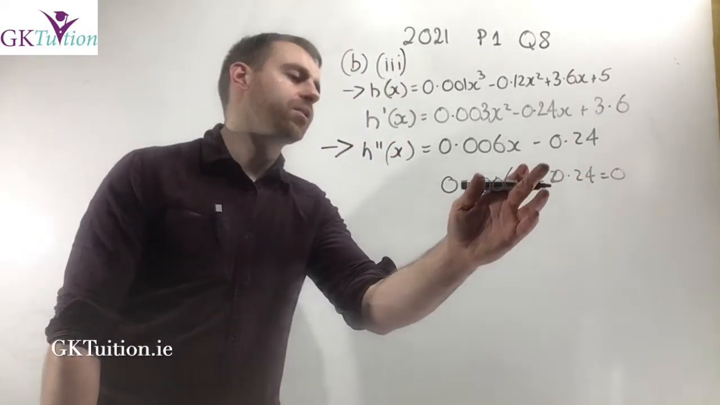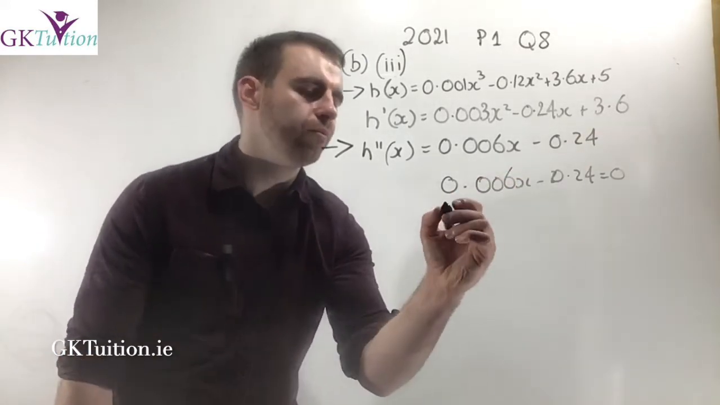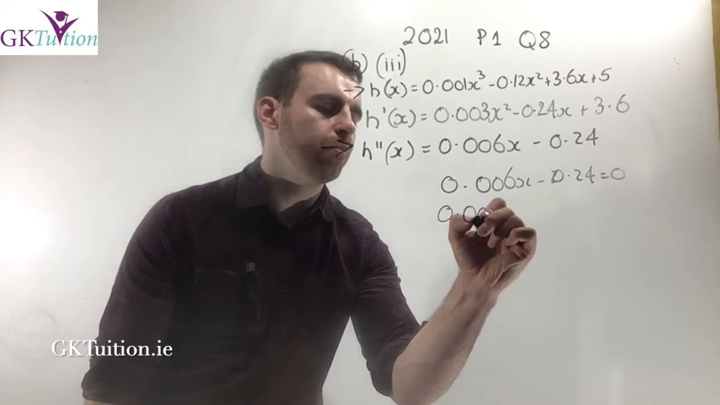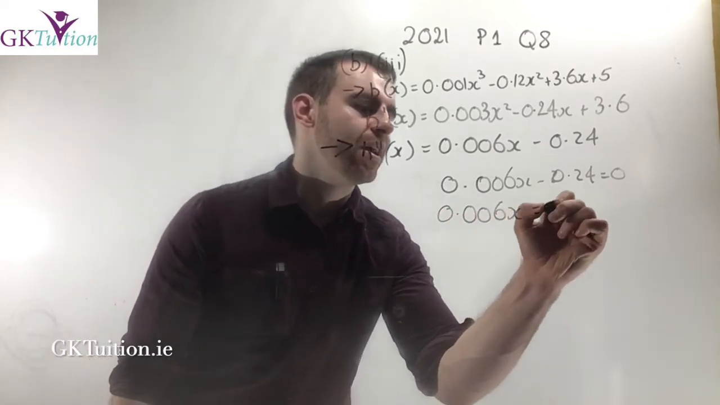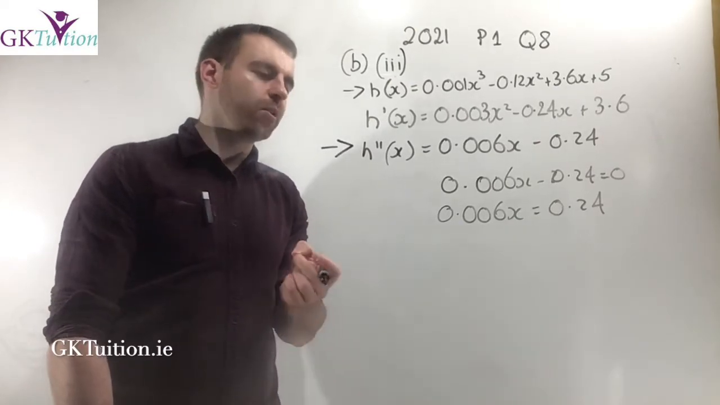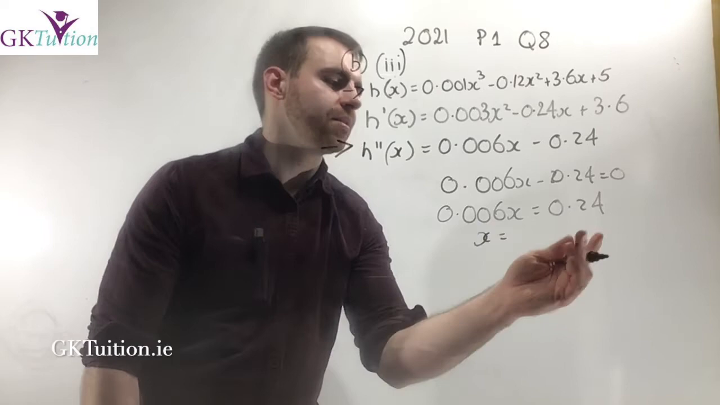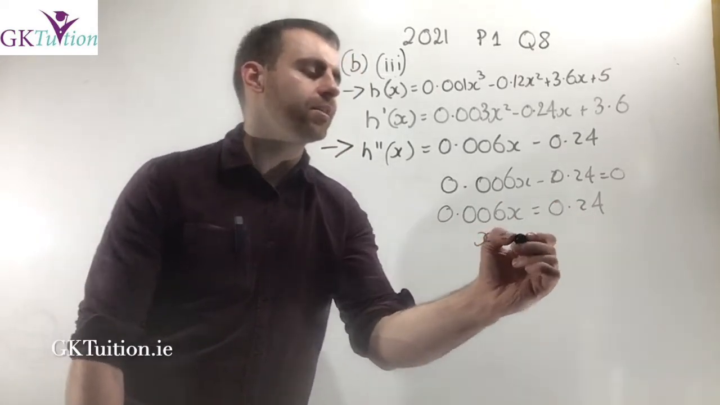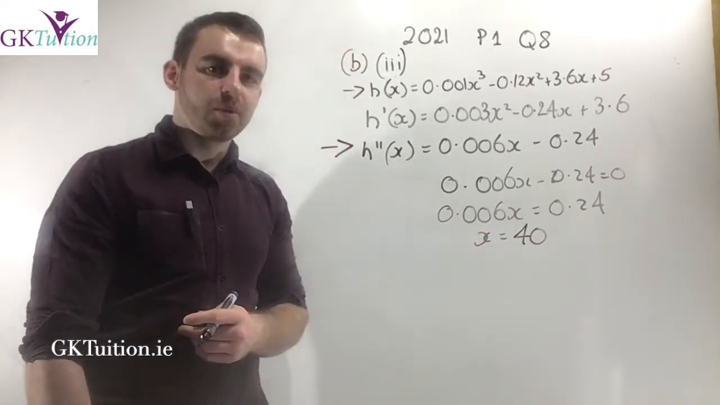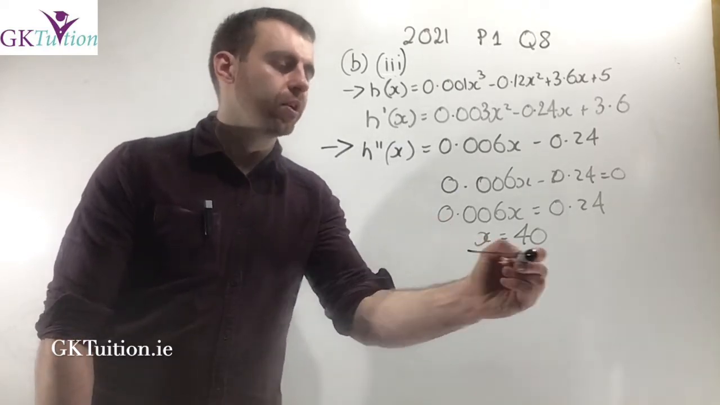If I let this equal to 0, obviously I want to isolate this term, so I'll add 0.24 to both sides. And I'll get 0.006x equals 0.24. Then if we divide both sides by 0.006, we'll end up with a value for x. 0.24 divided by this gives me 40. So I know that the point of inflection exists when x equals 40.